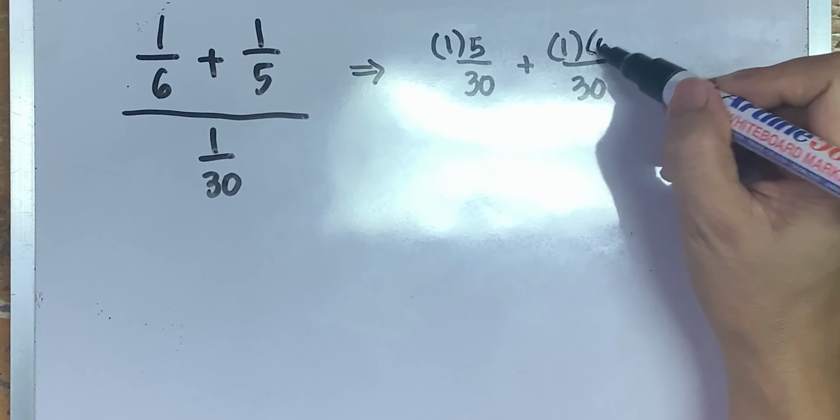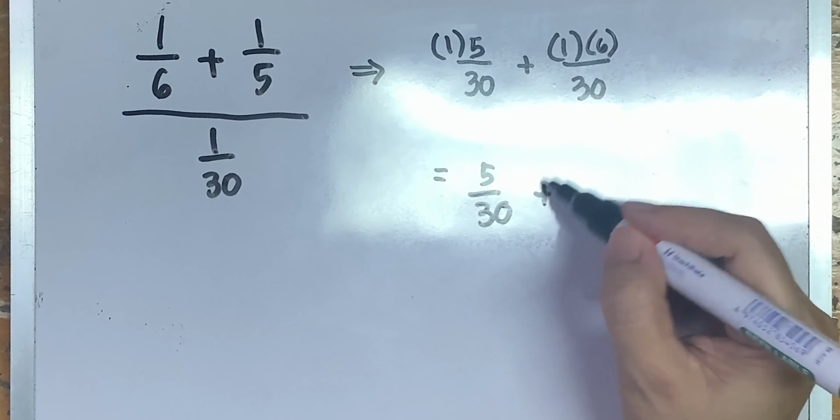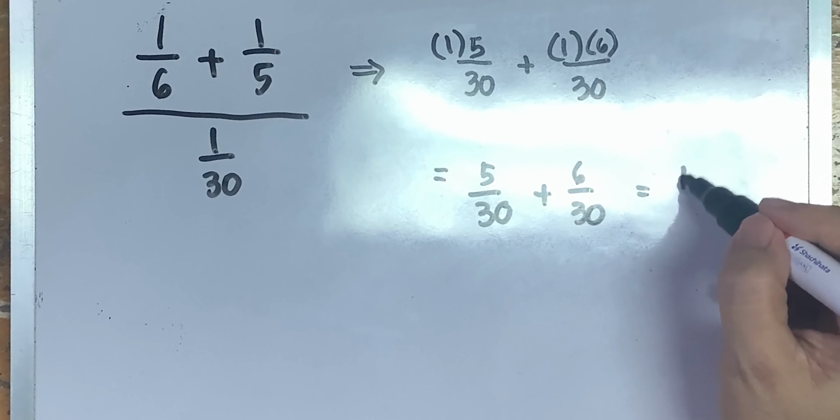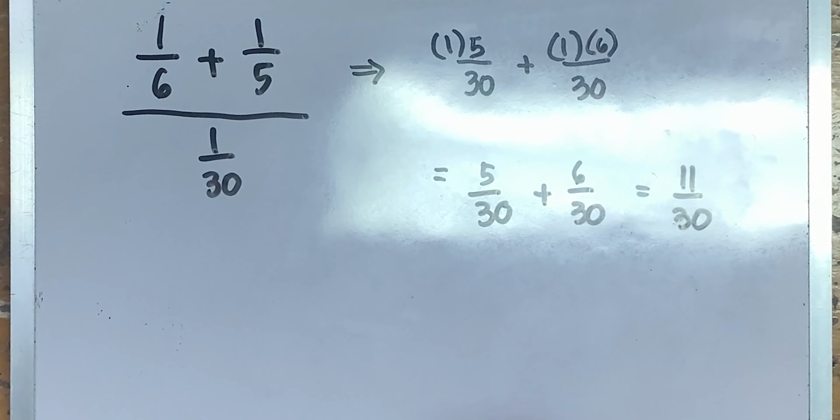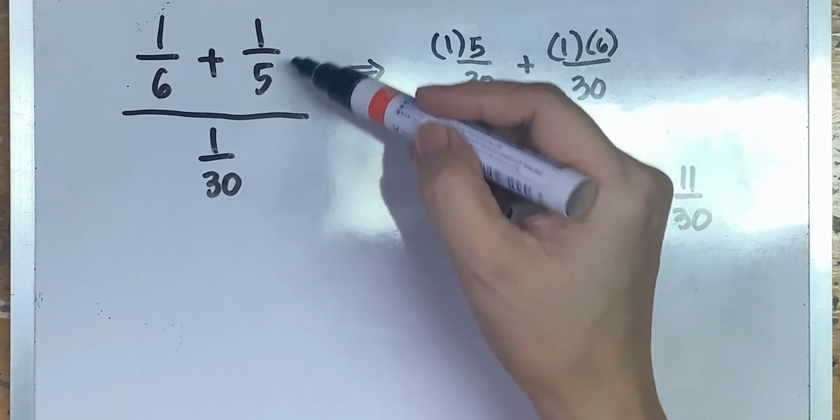Okay, and then let's multiply 1 and 5. So we have 5 over 30 plus 6 over 30. So simply we have 11 over 30. So that's the simplified version of the numerator.